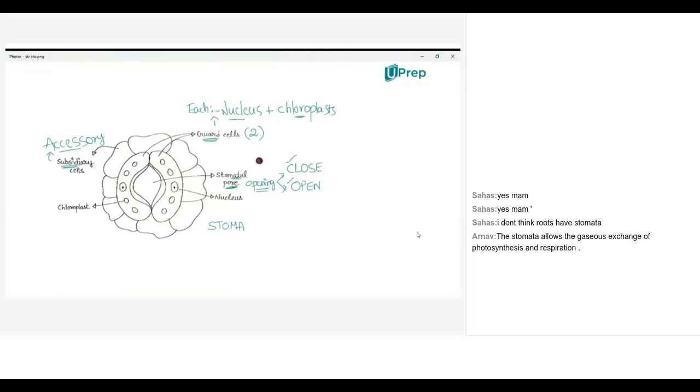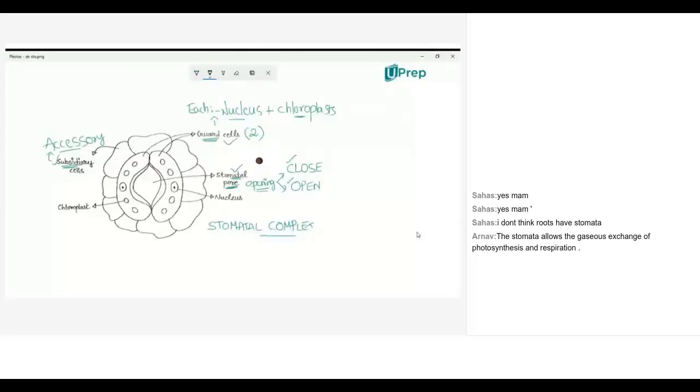Basic question. Okay. What will a stomatal complex contain? A stomatal complex will contain a stomatal pore, two guard cells, and various subsidiary cells.